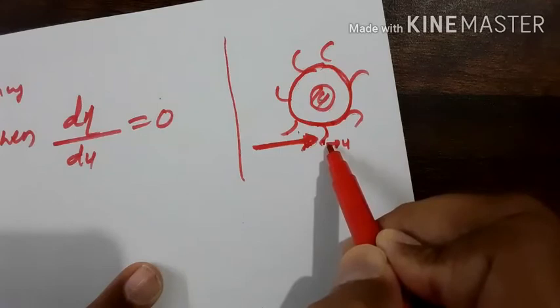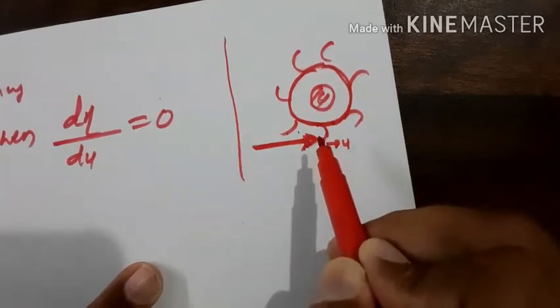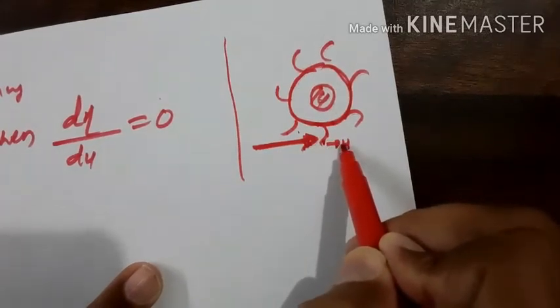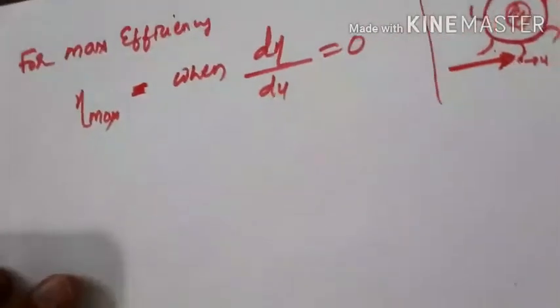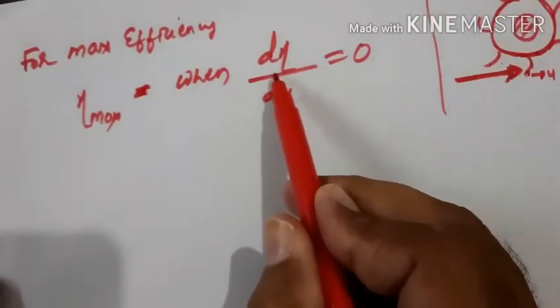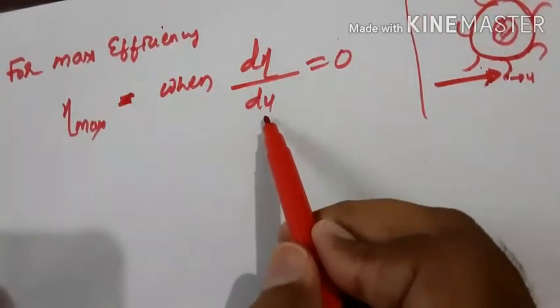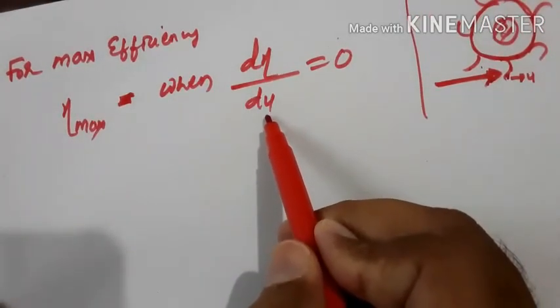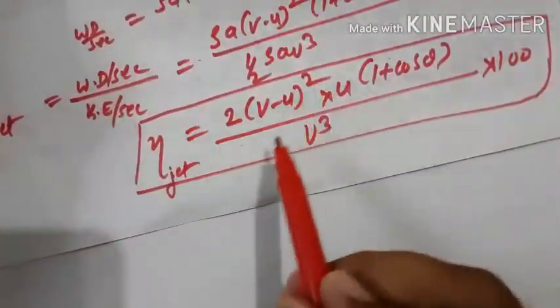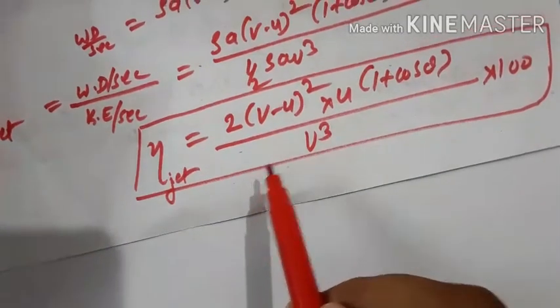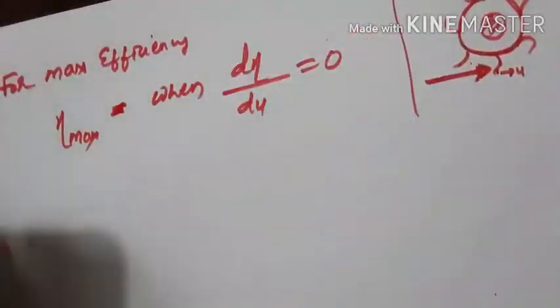Then the efficiency of the turbine depends upon what? The velocity of the vane. Here the efficiency of the jet depends upon the velocity of the plate. If we differentiate this equation with respect to the vane velocity, we get the maximum efficiency.